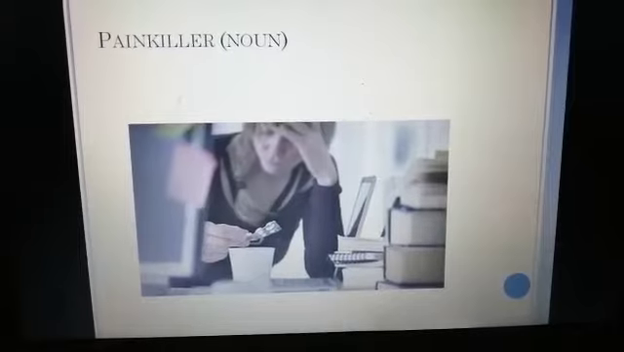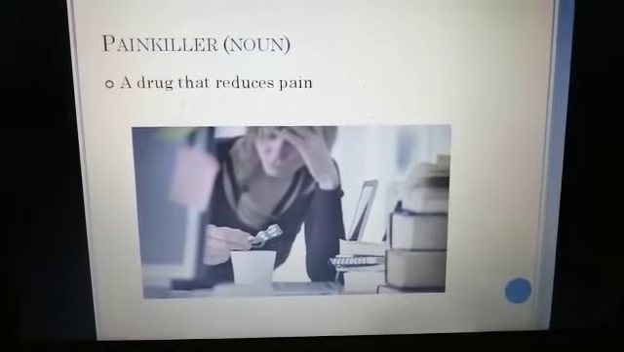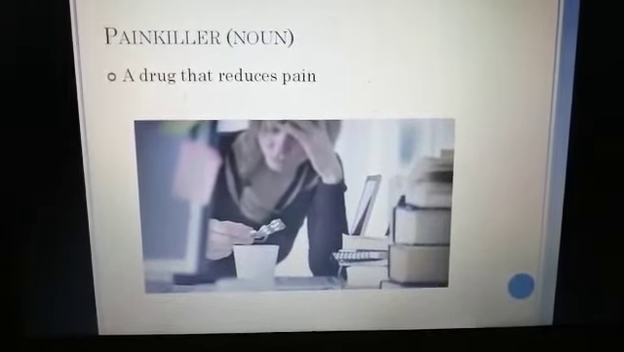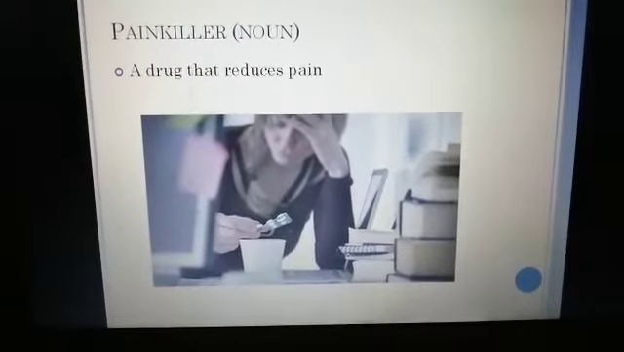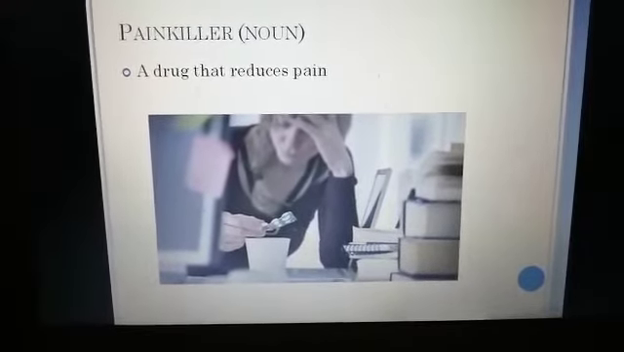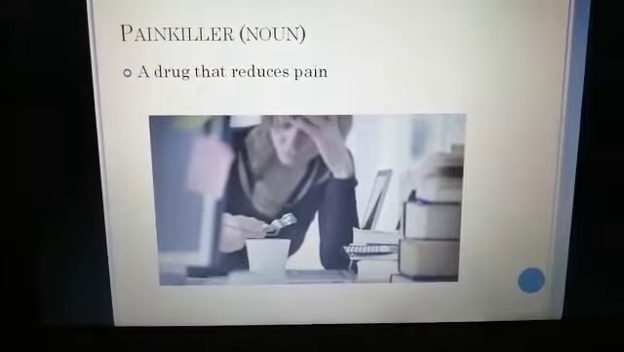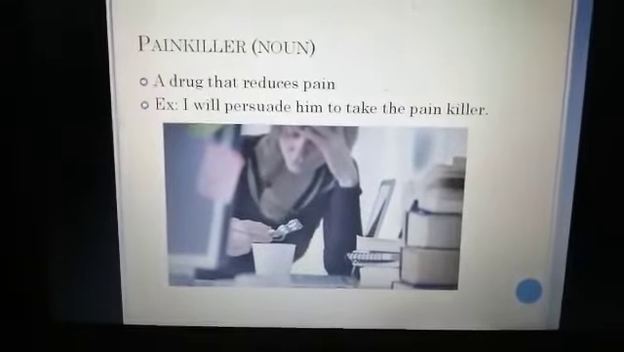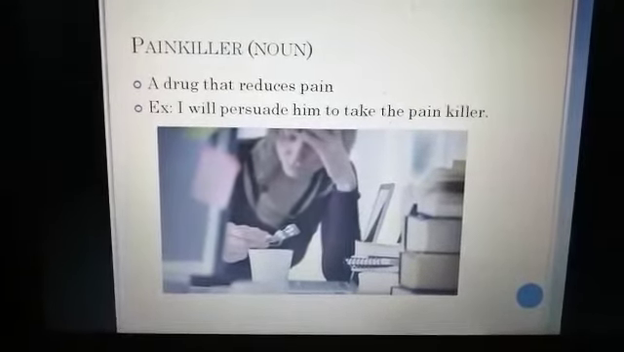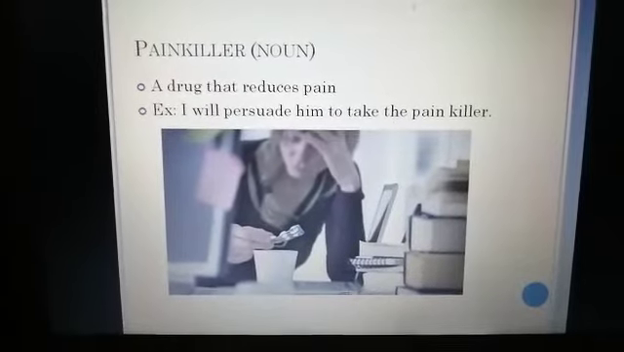Painkiller, it's a noun and it's a drug that reduces pain. For example, I will persuade him to take the painkiller.